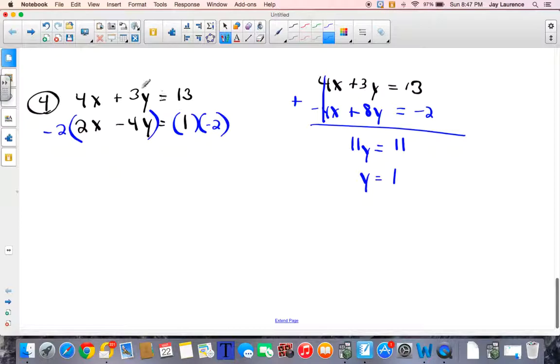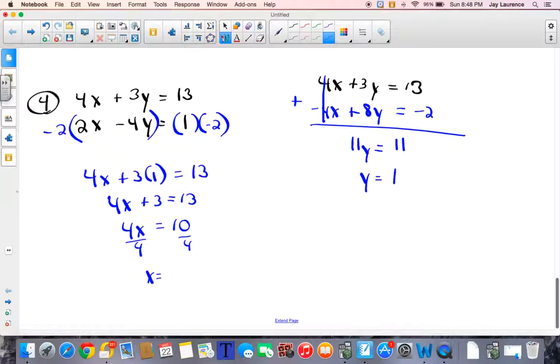Now, it wouldn't matter if I got rid of the y's or if I got rid of the x's. I'll still get the same answer. I'll just get them in different order. So let's do 4x plus 3 times 1 equals 13. 4x plus 3 equals 13. 4x equals 10. Divide by 4. Divide by 4. X is going to equal 2.5, I believe. Yeah, so the place where they cross is at 2.5, 1.